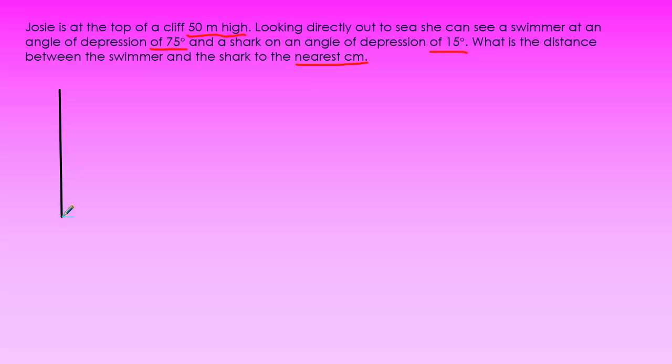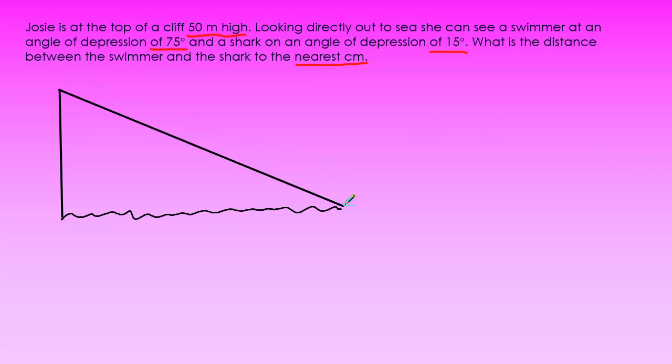So if we say this is the cliff, and we'll have the sea along here, then Josie looks out in this sort of direction to see the shark, and in this sort of direction to see the swimmer. So we're not told how tall she is, so we're just going to assume she's looking from 50 meters above. And we know that this angle here is 15 degrees. That's the angle of depression to see the shark.